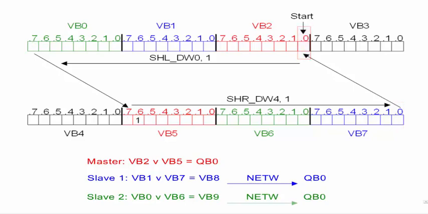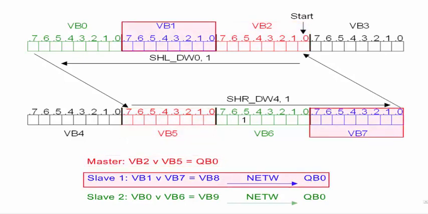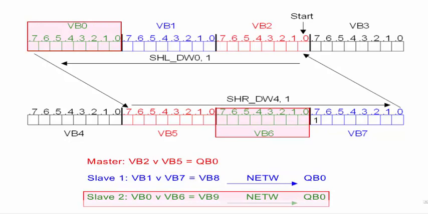start bit 2.0. Output byte 0 of the master results from the logic OR connection of byte 2 with byte 5. Byte 1 or byte 7 results in byte 8, which is written to the output byte of slave 1 via Net W, and byte 0 or byte 6 results in byte 9, which is written to the output byte of slave 2 via Net W.